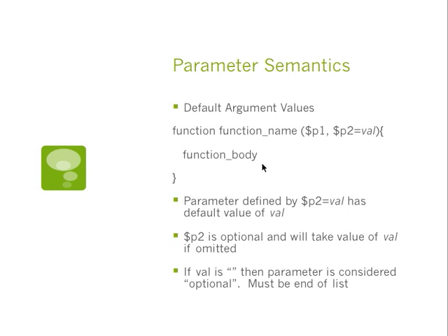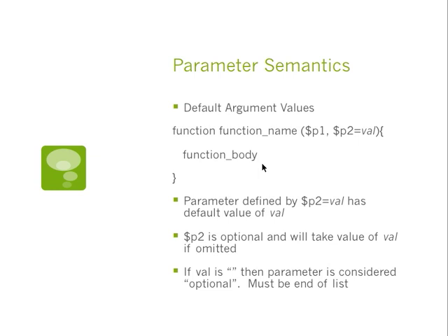Now there are a couple of other things that you can do with PHP in defining your functions. One of them is to provide a default argument value. Shown here is the syntax. You basically set a parameter equal to some value, and the parameter then will take that value if the parameter is not provided in the call. We'll see an example of this when we start looking at some code, and you can also see examples of this in the text in the reading.